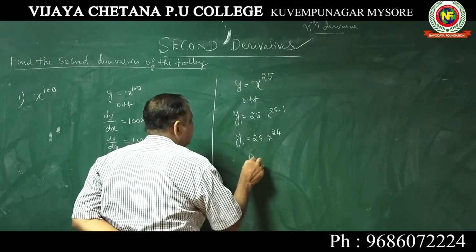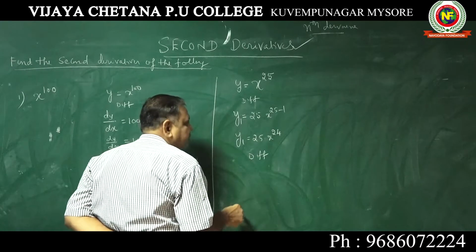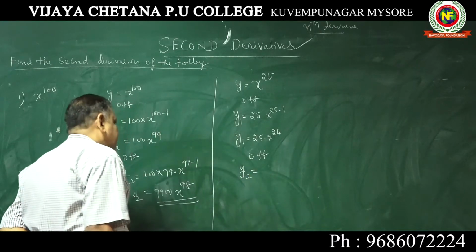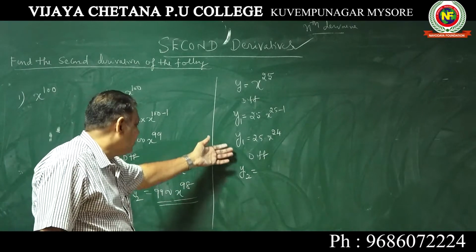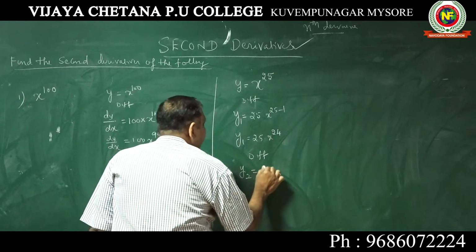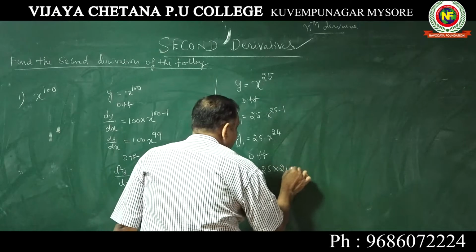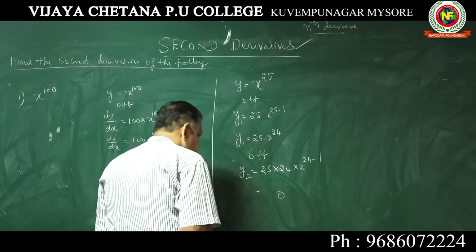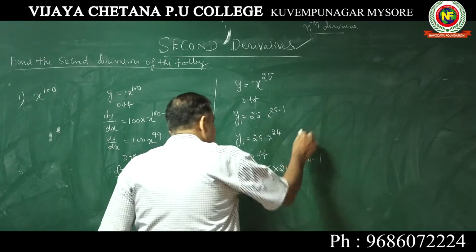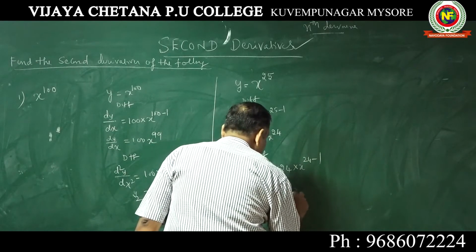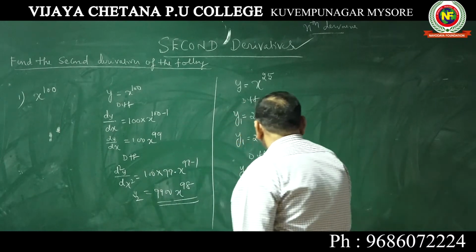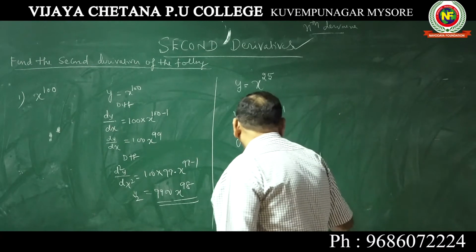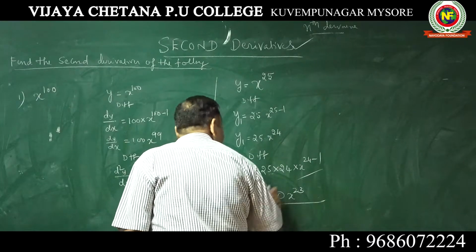Next, further differentiate, because they have asked you. If you do this much they give 1 mark, and if it is 2 marks, the next step is another mark. Now when you differentiate further, y1 becomes y2, or you can write d square y over dx square. 25 into 24 into x to the power of 24 minus 1, or it is 600 x to the power of 23. Just check whether I am correct. Yes, it is 600 x to the power of 23. This is your answer.